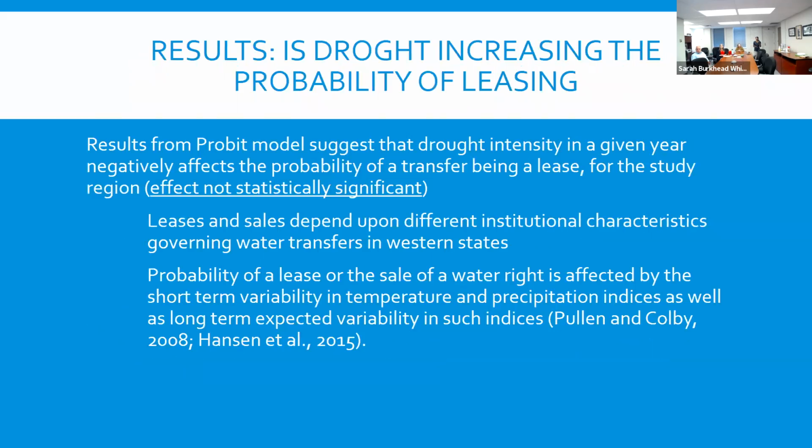The next step I did was a little bit of calculation. This is done where the dependent variable is 1 or 0. This is a different kind of modeling you have to use. It's a probit model where I am asking, does the drought intensity really affect the probability of a water transfer being a lease or a sale?